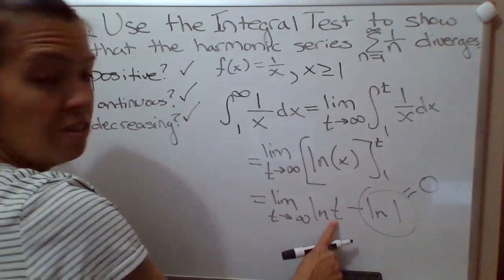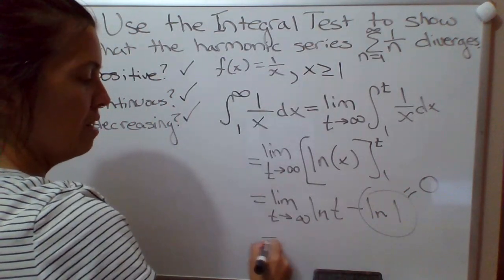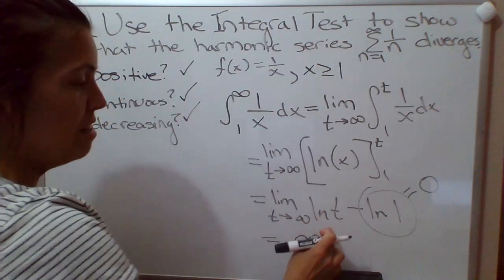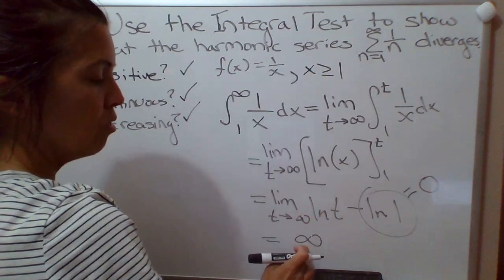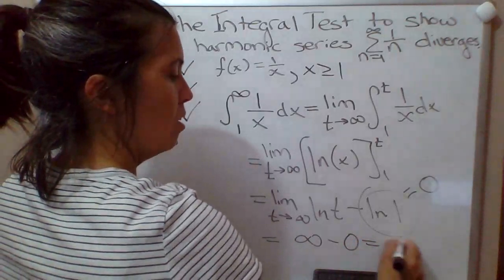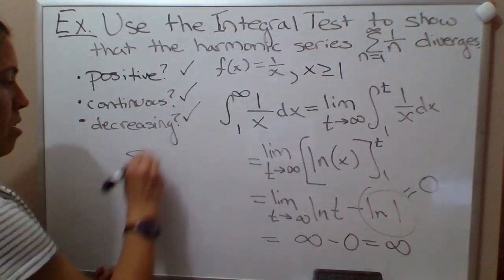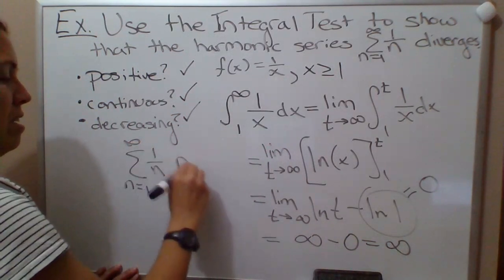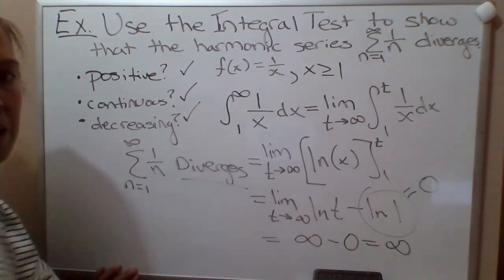Now, as t approaches infinity, natural log of t approaches infinity. Natural log is a very slowly increasing function, but it is increasing without bound. So this limit here is infinity minus 0. So the integral diverges, which means the series 1 over n, going from 1 to infinity, diverges by the integral test.